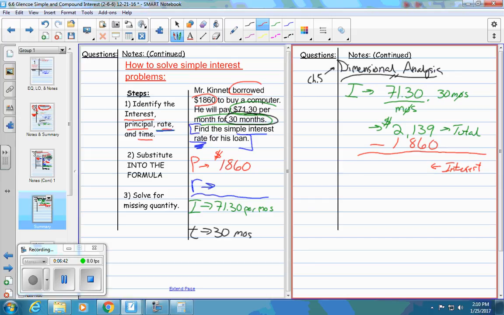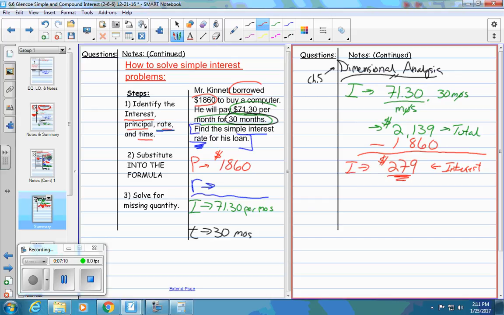And the reason we're having to do the subtraction is the 1,860 is the original amount given to me, and the interest is only how much is added on to the account later on. So if we subtract 2,139 minus 1,860, we get our interest amount of $279. So the amount of interest we're paying is $279. That's what I is going to be in the problem.